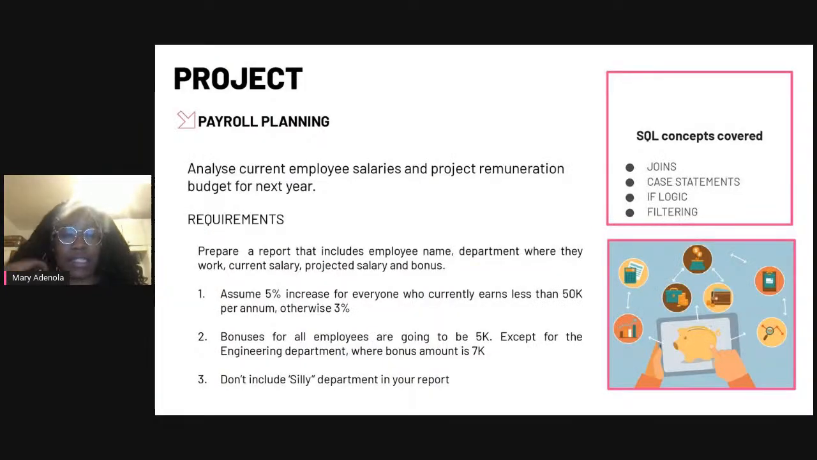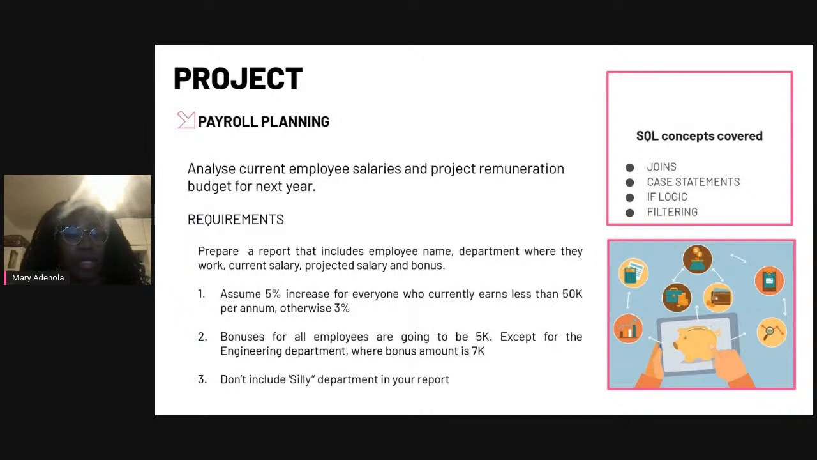So let's look back at the requirements. Prepare a report that includes employee names, department where they work, current salary, projected salary, and bonus. So let's maybe skip over 1 and 2 for now. Let's focus on 3. Actually, sorry, we haven't finished this first part because we need to get the department information, and we don't have that. All we have is the department ID. So in order to get the department information, we need to look at our departments table.